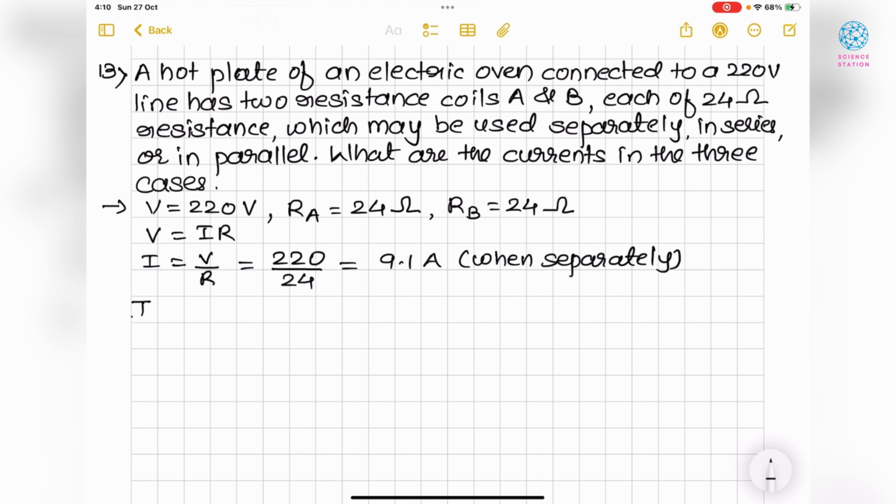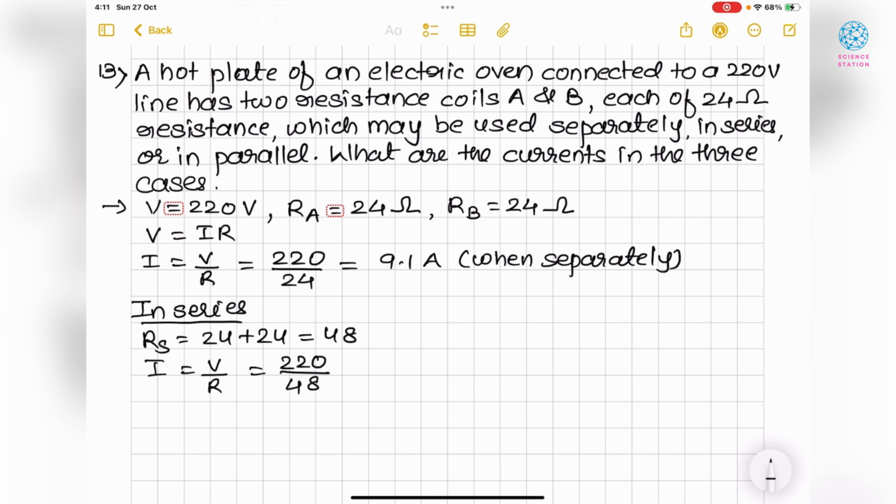Now when I am using them in series, R series will be 24 plus 24. So that will be 48. So I will be equal to V by R. So that will be 220 upon 48. So that will be 4.5 ampere.